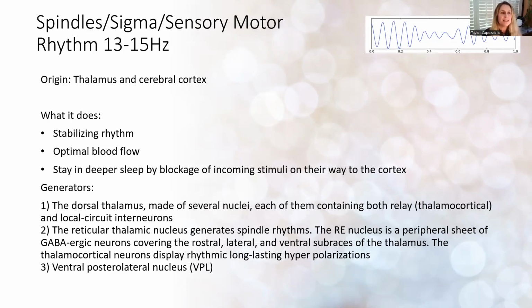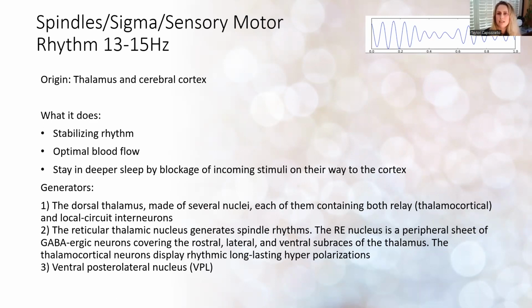On to SMR, that's the spindles, also called sigma, also called sensory motor rhythm, also called sleep spindles. So the origin is the thalamus and the cerebral cortex. It's responsible for stabilizing rhythm, optimal blood flow, and staying deeper in sleep by blockages of incoming stimuli on their way into the cortex. The generators are the dorsal thalamus, made of several nuclei, each of them containing both relay, thalamocortical, and local circuit interneurons. The reticular thalamic nucleus generates spindle rhythms.